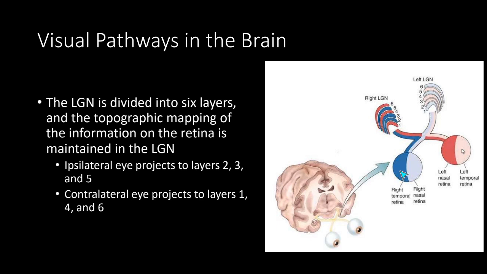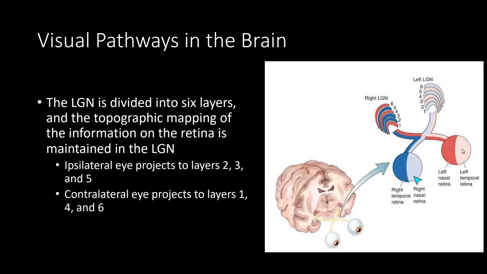So let's just look at how this projects onto the lateral geniculate nucleus. So we've got our right and our left LGN. This color coding I find is very helpful. So let's look at our right temporal retina and where this information is going to the lateral geniculate nucleus. It's flowing along the optic nerve, hitting the optic chiasm, and then it's going to layers 2, 3, and 5 on the same side. So ipsilateral, meaning same side. So we've got the right temporal retina projecting onto layers 2, 3, and 5 on the same side.